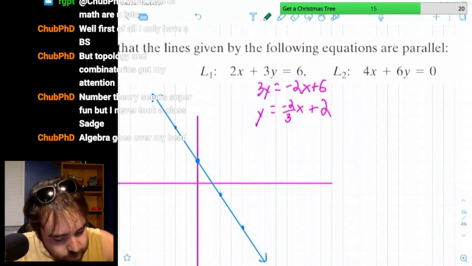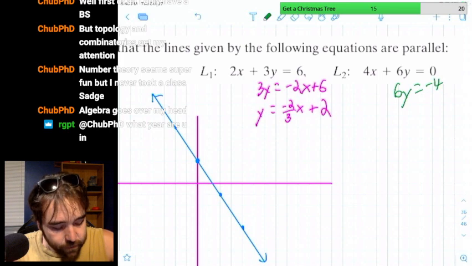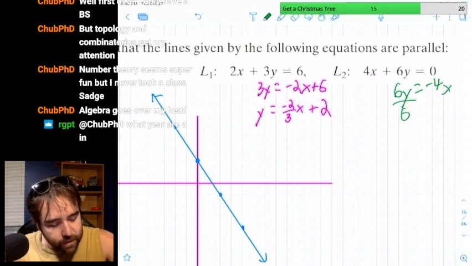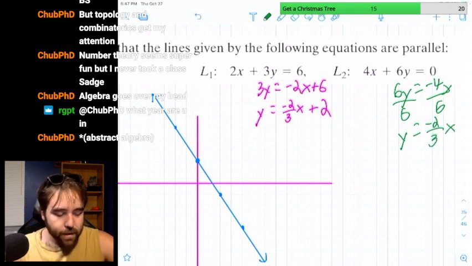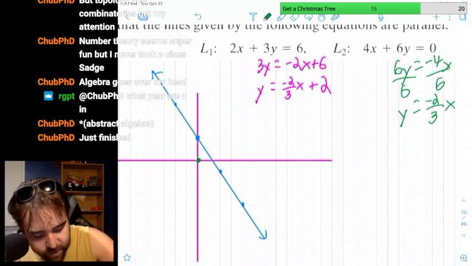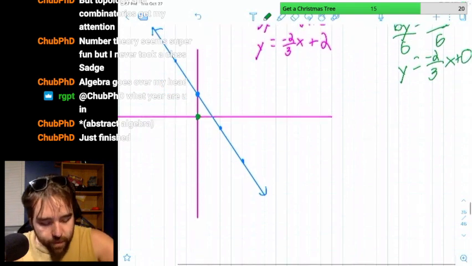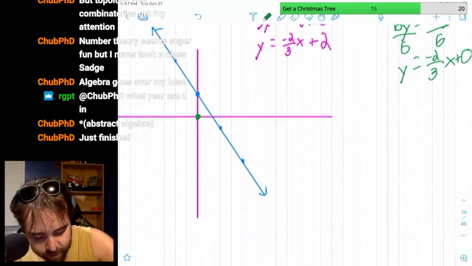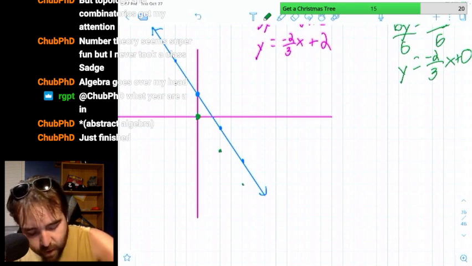So we'll subtract 4x from both sides. So 6y equals negative 4x. And then divide by 6, you get y equals negative 2/3 x. So look what happens there. We have a y-intercept of just 0, because this is like plus 0. And then we have the same slope. So down 3 over 2, down 3 over 2, and then the other way.